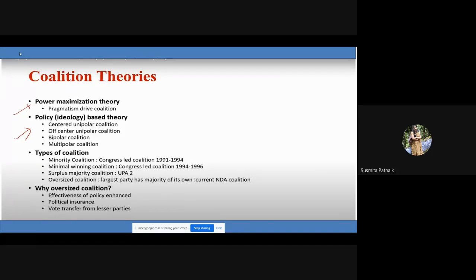Okay, party ideology means there are different ideologies the parties adopt in order to win the elections, and that is called party ideology.